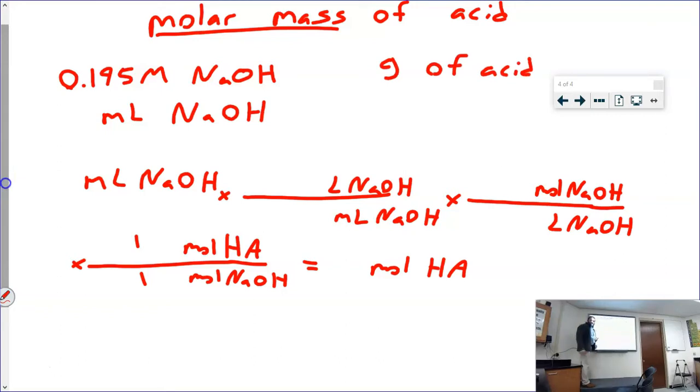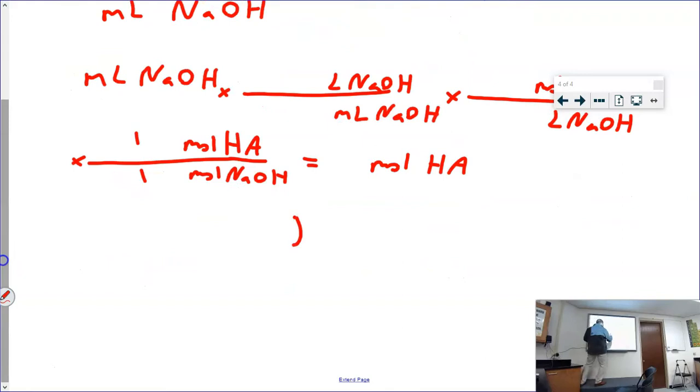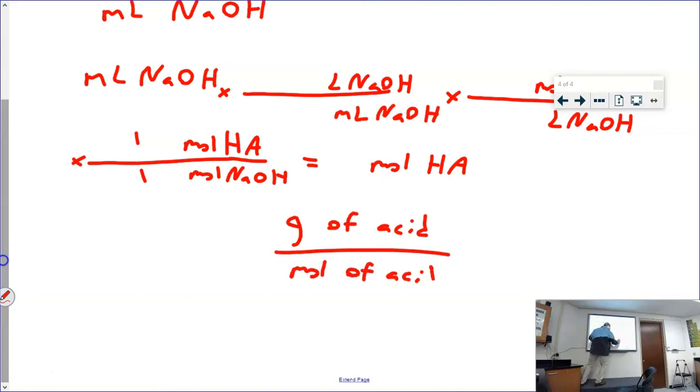What's molar mass? Grams per mole. The factor label math gets you to the moles. The grams comes from the data. If I take grams of acid divided by moles of acid, this equals my molar mass, right? That's how you're going to do the math.